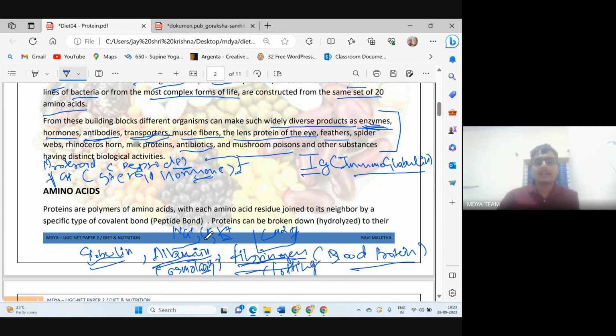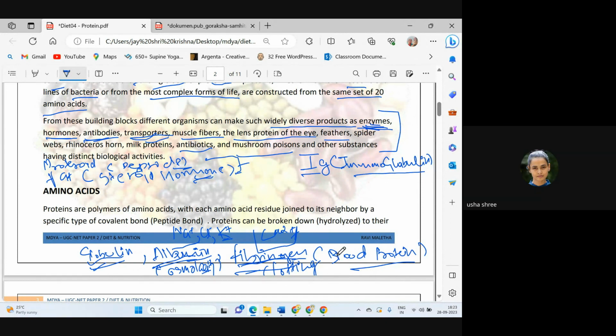Sodium, chlorine, and potassium are involved in osmolarity, the osmotic concentration of blood, along with albumin, and globulin is involved in the defense mechanism. Any doubt? No, sir. Isn't vitamin K also involved in?